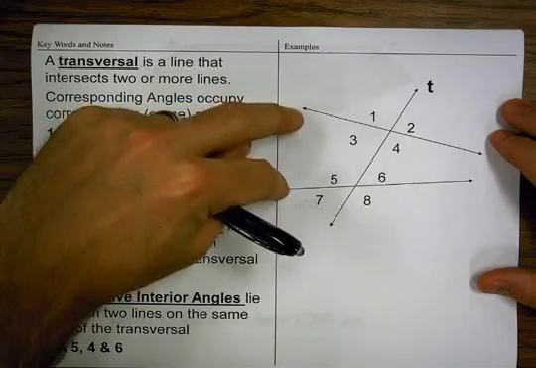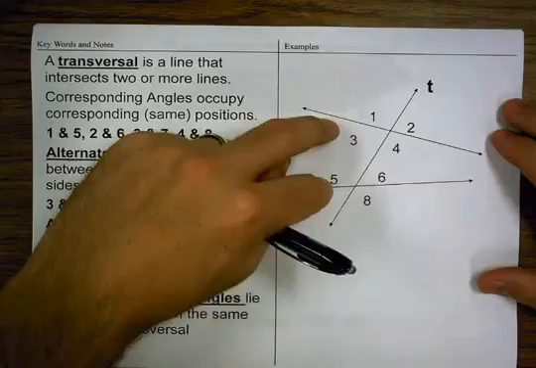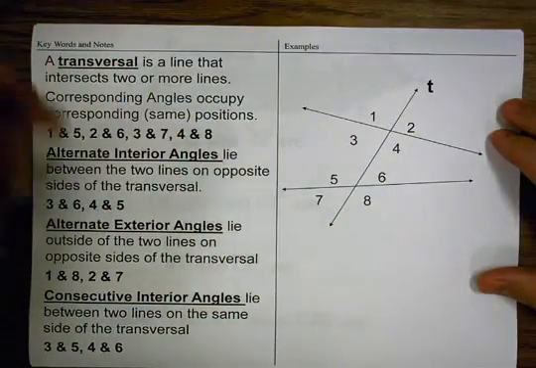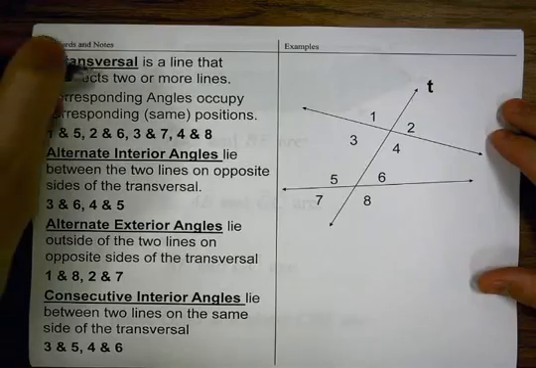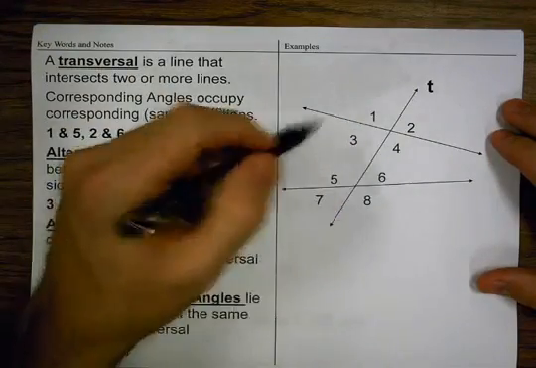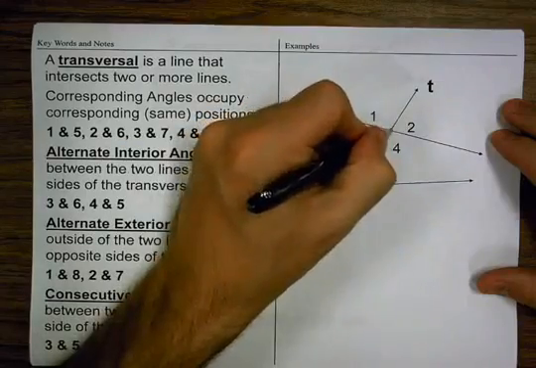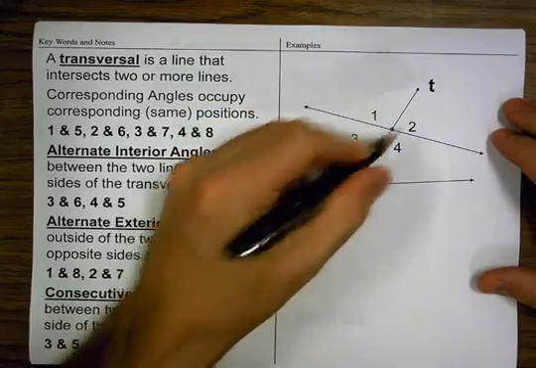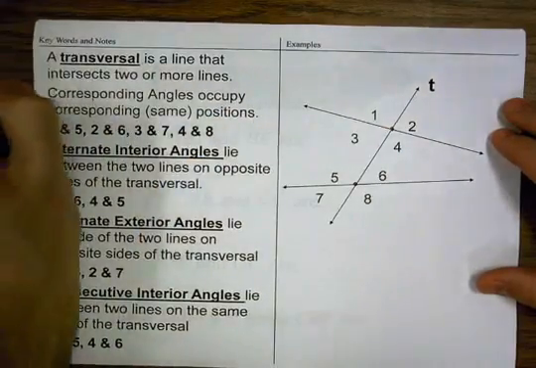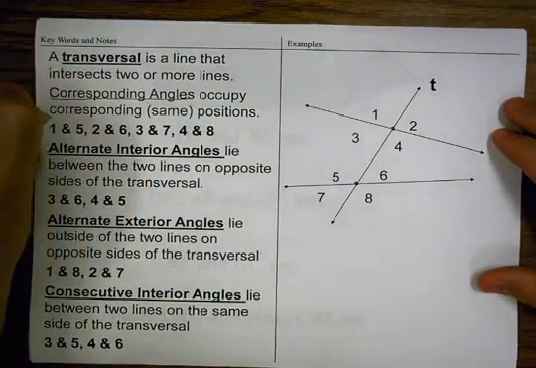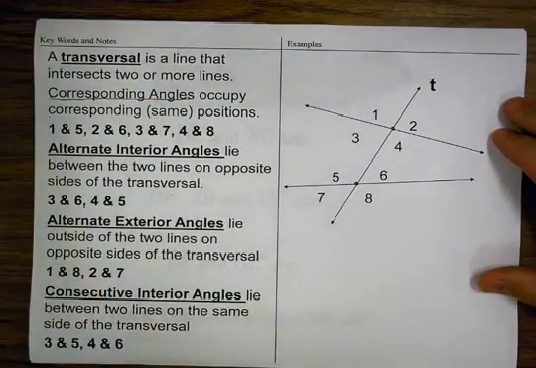For the sake of this section, we're just going to assume they're two lines. Later on, in sections 2 and 3, we deal with these lines being parallel. We're not there yet. Today, it's just looking at location for the different types of angles. So you're going to see two lines and a transversal that intersects those two lines at two different points. Our first one is corresponding angles, and corresponding angles occupy the same positions.